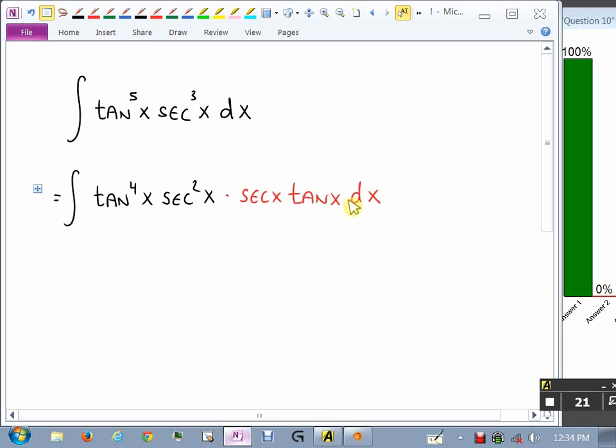But if I'm going to let u be secant, I need to get rid of the tangent to the fourth. So I'm going to replace this. How about we rewrite tangent to the fourth as tangent squared squared? What's tangent squared x switched over using the Pythagorean identity? Secant squared x minus 1.